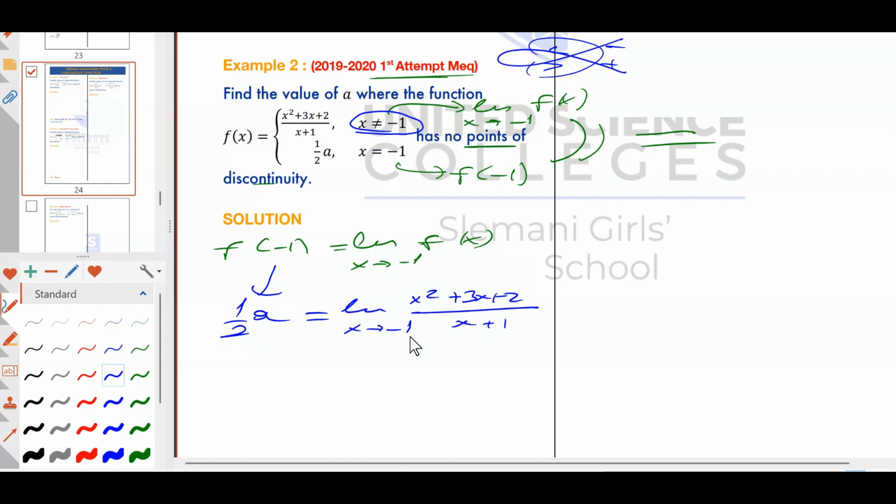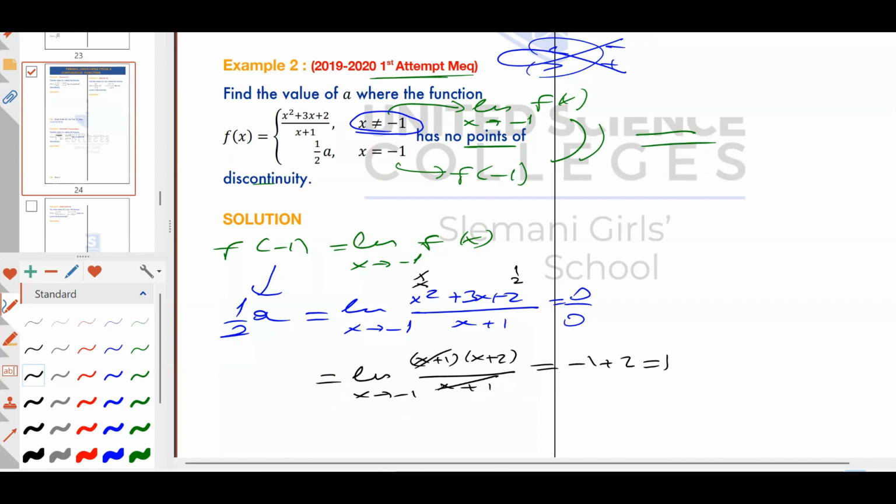When you evaluate the limit here, you are going to get a 0 over 0 condition, which needs more work. So you do simplification and rewrite the function. To rewrite the function, you factorize the top: x plus 1, x plus 2 at the top, and at the bottom, x plus 1. The x plus 1s will cancel each other. So when you insert -1 back, you are going to have -1 plus 2, which is 1, right?